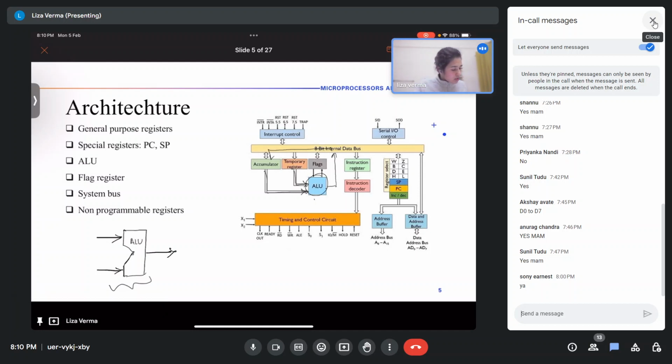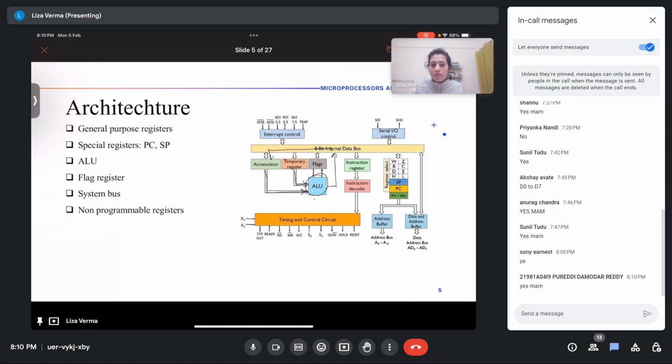Then the next thing is the flag register. The flag register was also discussed by Sir orally in class. Do you want me to go through it again? Is the flag register clear? Yes, ma'am. So I need not do that, right?